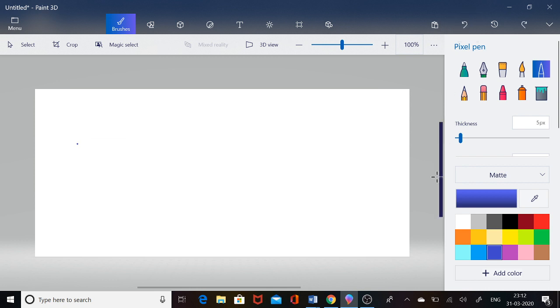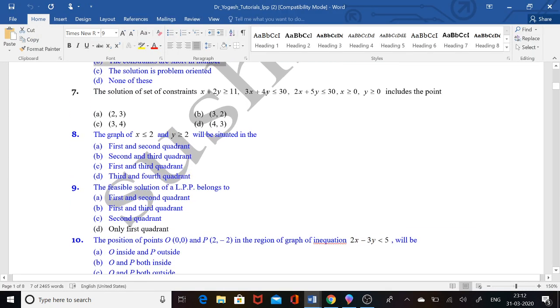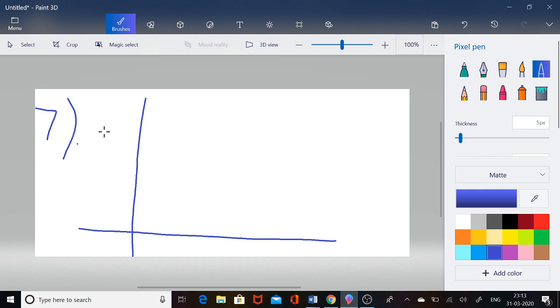Okay, coming to the seventh one. The solution set of the constraints x plus 2y is greater than or equal to 11, 4x plus 3y, includes this point. Okay, I'll plot the graph, just wait. Question number 7.